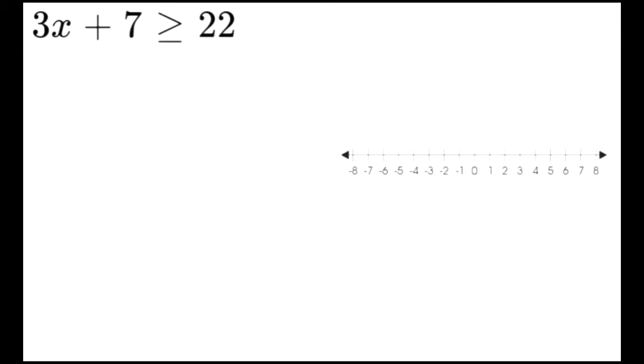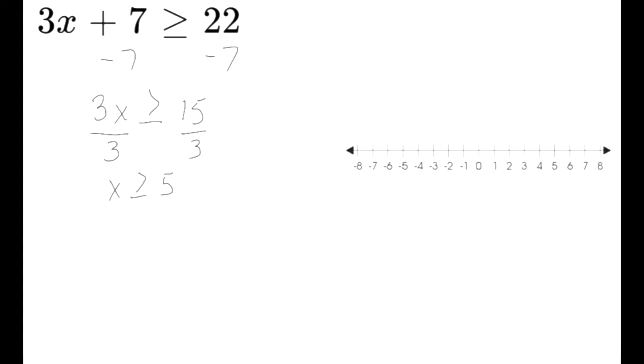In this problem, we have 3x plus 7 is greater than or equal to 22. There are no grouping symbols, so all I have to do is start peeling away the layers of the onion. First, I have a plus 7, so I want to subtract 7 from both sides. This will give me 3x is greater than or equal to 15. Next, I want to do away with any multiplication or division. We'll have 3x, and that means that it's 3 times x. So I'm going to divide both sides by 3 to give me that x is greater than or equal to 5.